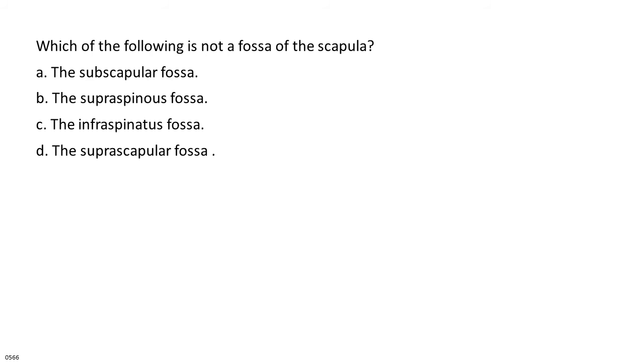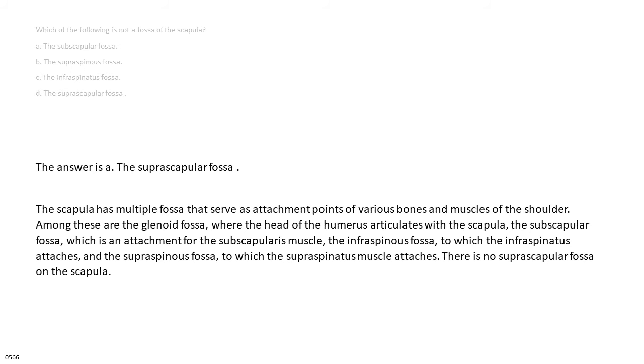Which of the following is not a fossa of the scapula? A. The subscapular fossa. B. The supraspinous fossa. C. The infraspinatus fossa. D. The suprascapular fossa. The answer is D. The suprascapular fossa.